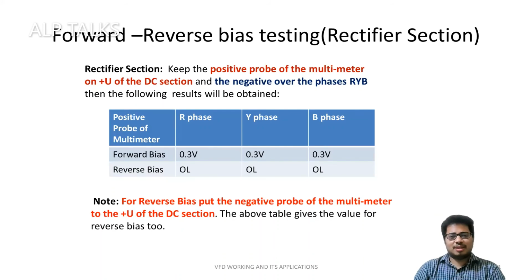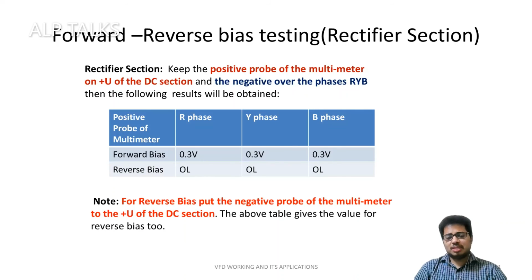Let's see forward reverse bias testing, rectifier section. For the rectifier section, keep the positive probe of the multimeter on the plus U of the DC section and the negative on the phases R, Y, B. Then you can obtain some results here. R, Y, B: positive probe of multimeter 0.3 volts, 0.3 volts, 0.3 volts. In reverse bias, it is OL.